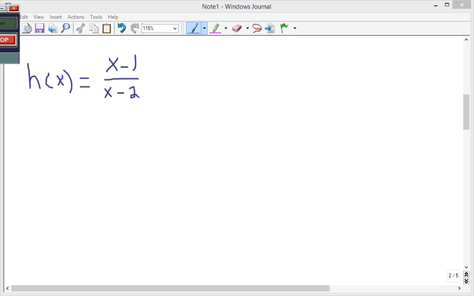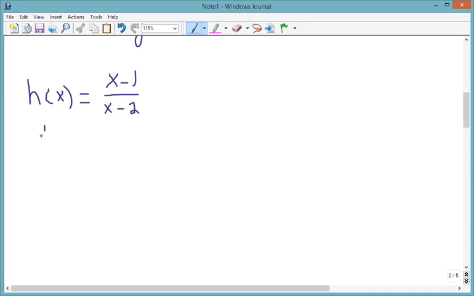Okay, so here's one that's a little bit harder, because if you notice, there are 2 x's in here. And we are going to switch, same as before. We want to switch x and y. So we're going to be working with x equals y minus 1 over y minus 2. And I have to solve for y. So you might start thinking, well, I got 2 y's. What am I going to do?